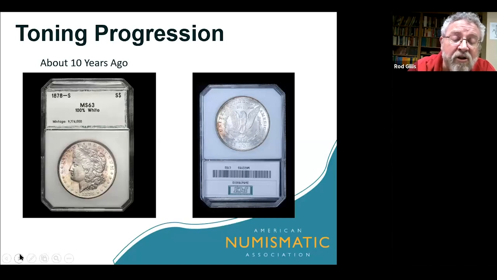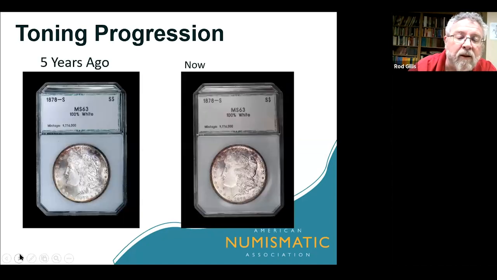Well, if you can see the image, it doesn't quite look blazing white now. There are significant bits of toning, especially on the obverse of the coin. So the question is, once it was put in and began to tone, will it continue to tone as years go by? So these two images were taken about 10 years ago. On the left, you can see an image that was taken 5 years ago. And then on the right-hand side, you can see an image of the coin that was taken about a year ago. And look at the change in the toning. So can toning occur inside of a slab? You bet. You bet.